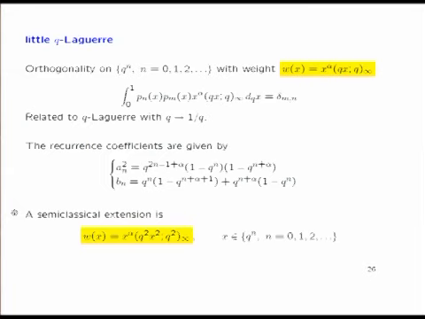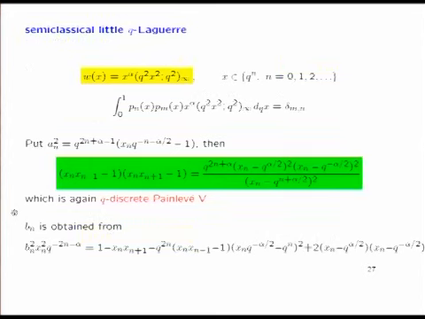Not surprisingly, if you work out the compatibility, you get the same Q discrete Painlevé 5, and the only difference is that Q is replaced by 1 over Q. Okay? So you get both cases, Q between 0 and 1 and Q greater than 1, by combining Q Laguerre and little q Laguerre.